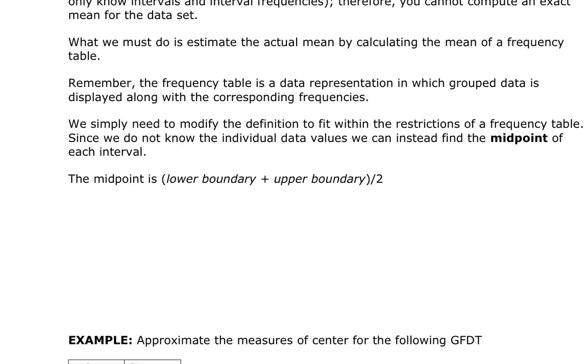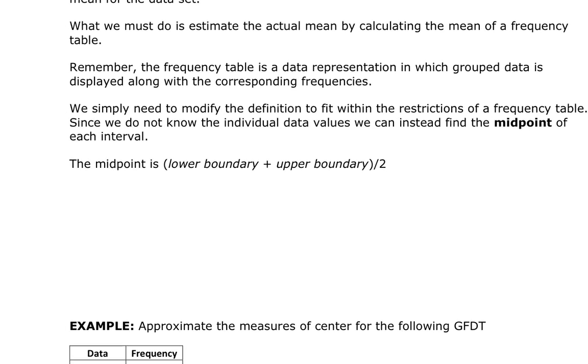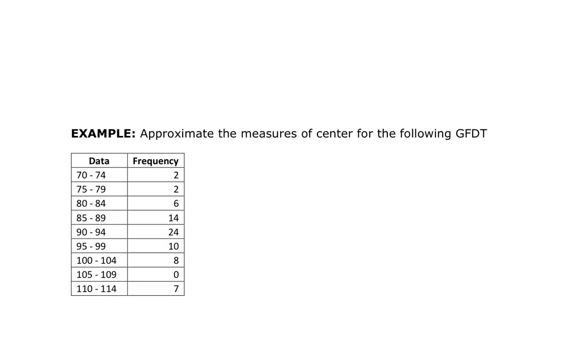Well, we're going to look at midpoints of the class. So we're going to do the same kind of thing. We're going to add the cumulative frequency, so we're going to add the CF: 2, 4, 10, 24, 48, 58, 66, 66 because there's nothing to add there, and then 73. So I know I have 73 pieces of data.